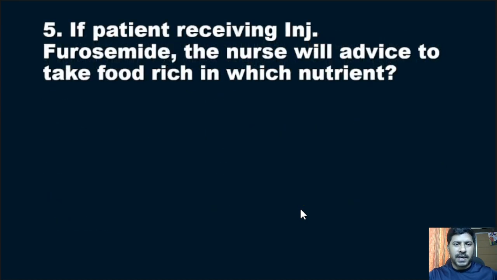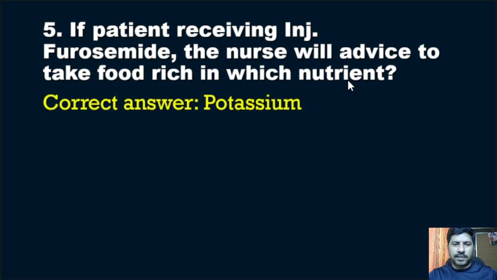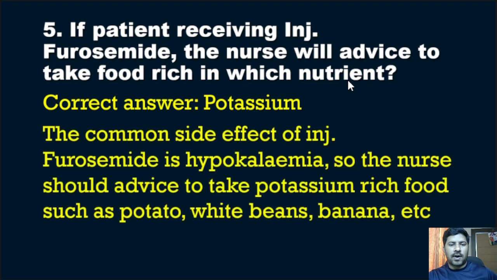Next question. If a patient is receiving injection furosemide, the nurse will advise to take food rich in which nutrient? Correct answer, potassium. The main side effect of injection furosemide or Lasix injection is hypokalemia. To prevent hypokalemia, the nurse should advise the patient to take potassium rich foods such as potato, white beans, banana, etc.